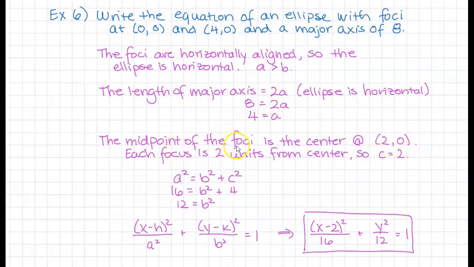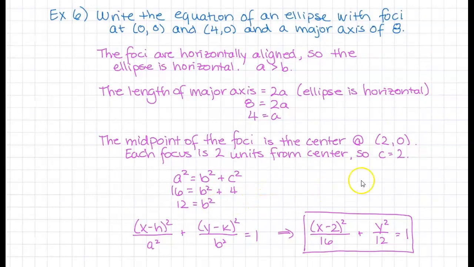And each focus is 2 units from the center. 0, 0 is 2 units away from 2, 0, and 4, 0 is 2 units away from 2, 0. So we know that C is going to be 2. Now we know what A is, we know what C is, and since A is greater than B, we have this equation right here. We can plug in our value for A, plug in our value for C, and solve for B. And again, we don't really care about B, we just care about B squared. So I didn't even bother with B.